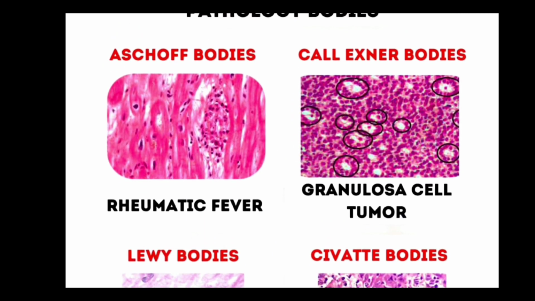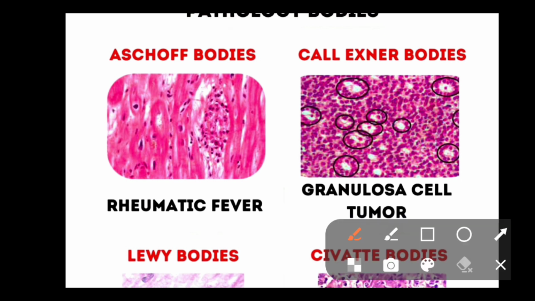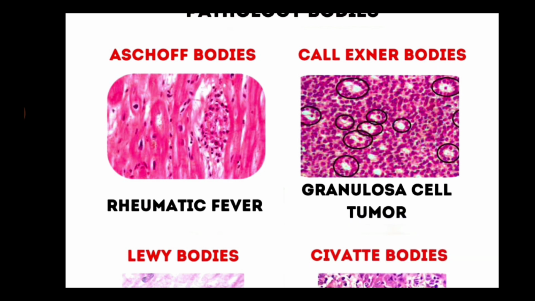Next coming to the Aschoff bodies. Aschoff bodies, you all know, you have read the rheumatic fever or rheumatic heart disease. You will see Aschoff bodies there. Aschoff bodies are nothing but the cluster of Anitschkow cells. Anitschkow cells are the caterpillar cells. When they are arranged in a cluster, they will form the Aschoff bodies. Okay. Next is Call-Exner bodies seen in granulosa cell tumor. The ones which are rounded are Call-Exner bodies. These are seen in granulosa cell tumor. These two are the most important questions also.